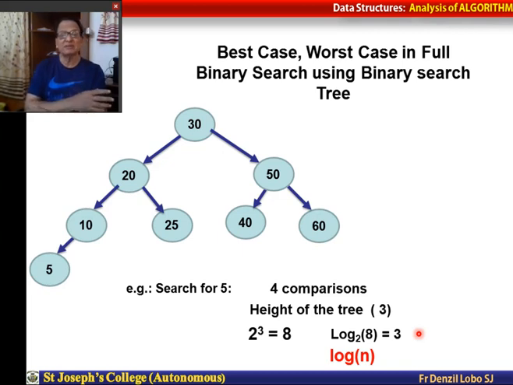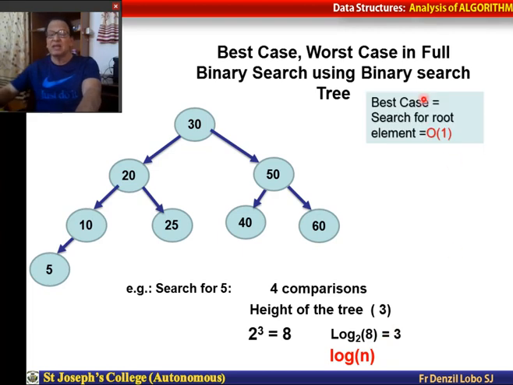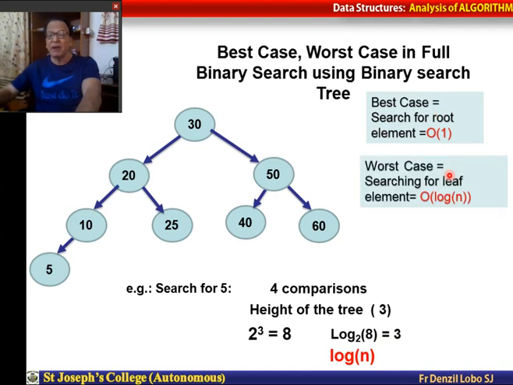Whereas we saw in the linear search, it is n. This is log n, that is 3. Log n means it is to the power. Suppose there are 8 numbers, we have to go to a depth of 3. And this is a better searching method. So the best case in the case of binary search tree is of the order of 1, and the worst case, that is searching for the leaf element, is of the order of log n.